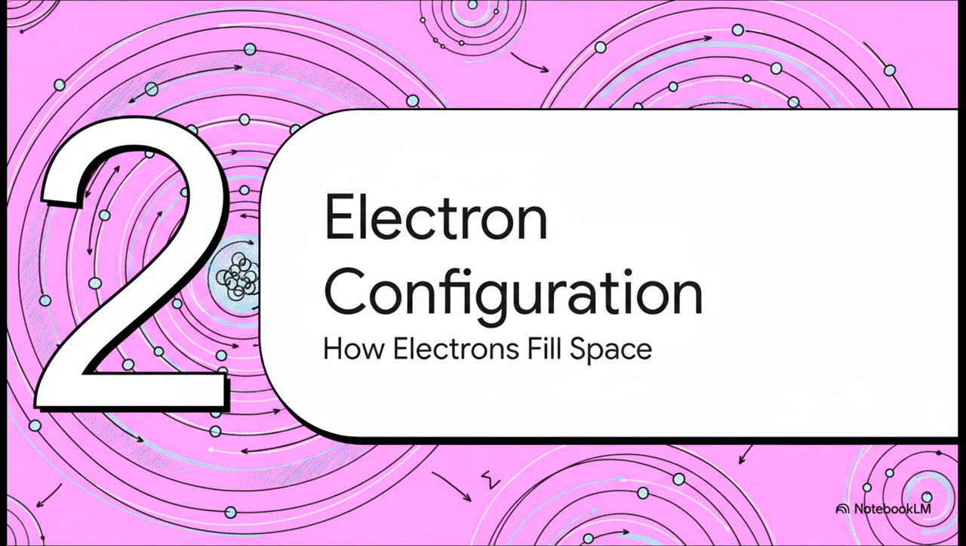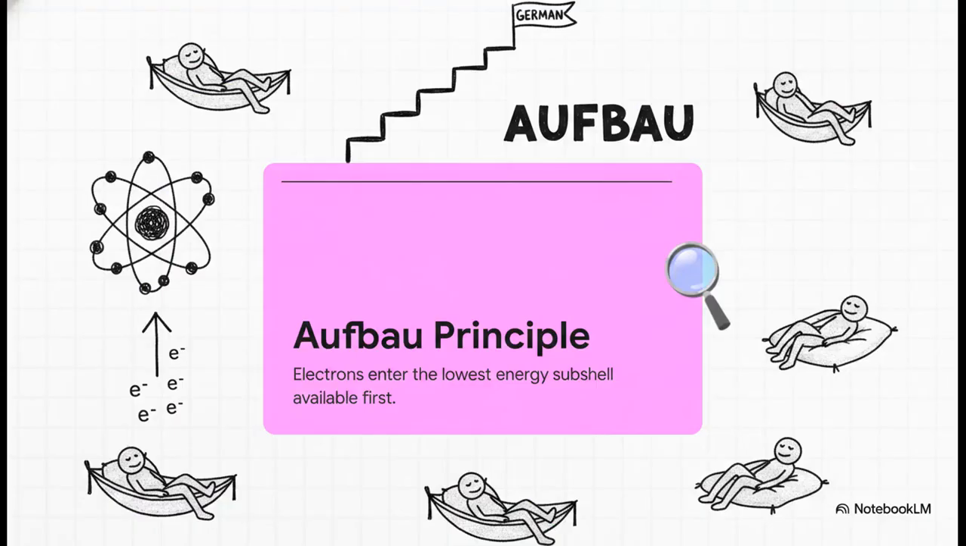Section 2. The electron configuration map. How electrons fill the void. Okay, so if electrons are occupying that massive stadium-sized void, they don't just float around randomly. They have rules. And this brings us to our ultimate cheat codes for figuring out atomic behavior. First is the Aufbau principle. Aufbau is German for to build up. It simply means that as we build an atom, electrons will always enter the lowest energy subshell available first, before moving to higher energy ones.